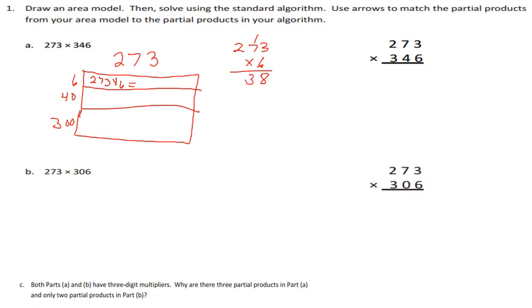6 times 3 is 18. Carry 1. 6 times 7 is 42, and 1 is 43. Carry 4. 6 times 2 is 12, and 4 is 16. So we know this is equal to 1638.